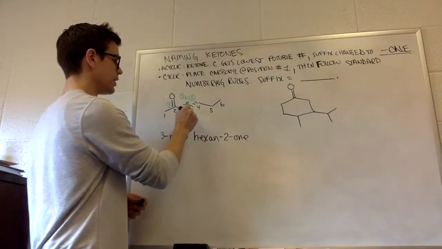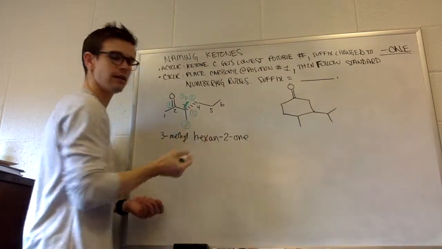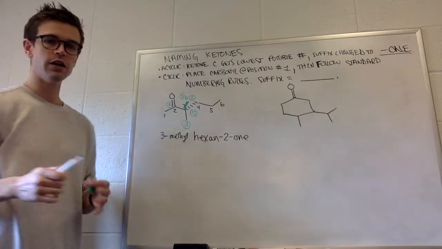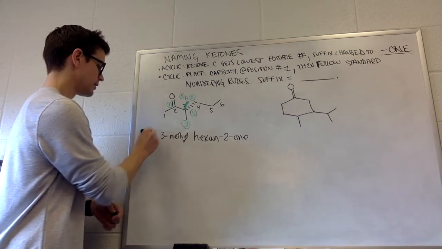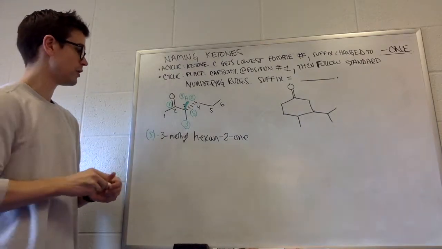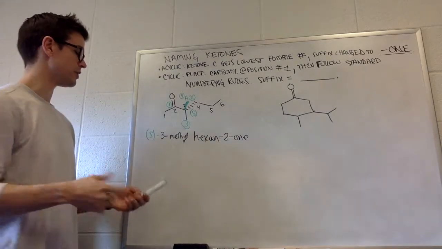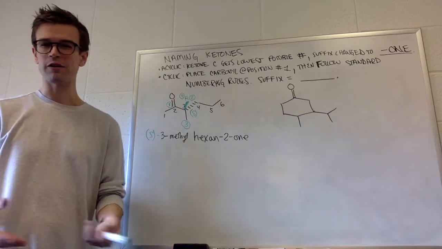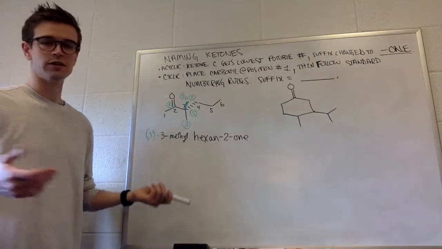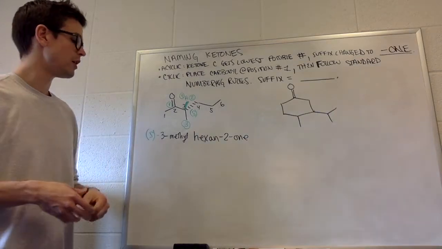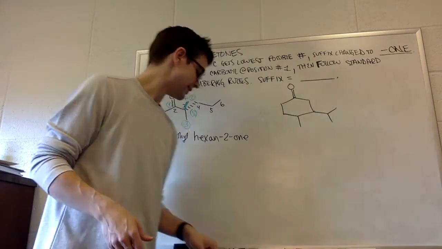So technically, this stereo center is S. So hopefully you were able to get that same answer. So this is going to be S-3-methylhexan-2-one. Did we need 3S? I'm not going to remove points if you put 3S, but we don't need 3S because that's the only stereo center we have. Okay, so that was acyclic.